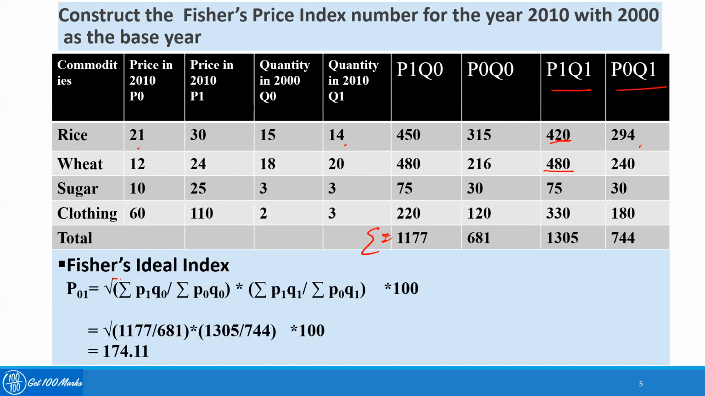Now, using the formula, please remember this square root is still here, the 100 is outside. So we are just putting the values: P1Q0, which is 1177, divided by P0Q0, 681. Again multiplied by 1305, which is P1Q1, divided by P0Q1, which is 744. We take the square root and multiply by 100, and we are getting 174.11. What is this value? This value means to buy the same amount that you could buy for 100 rupees in 2000, you have to spend 174 rupees in 2010.